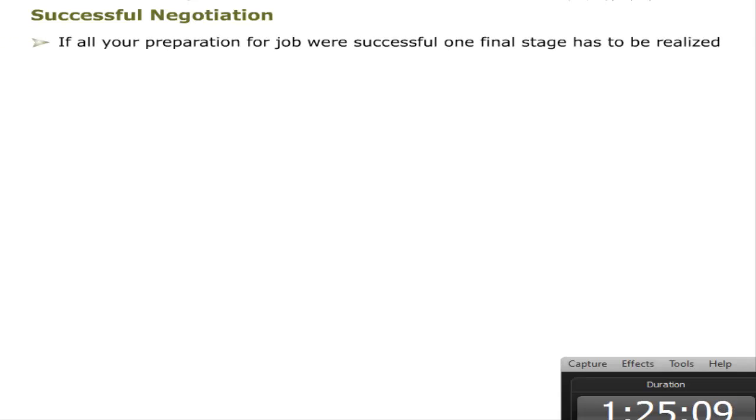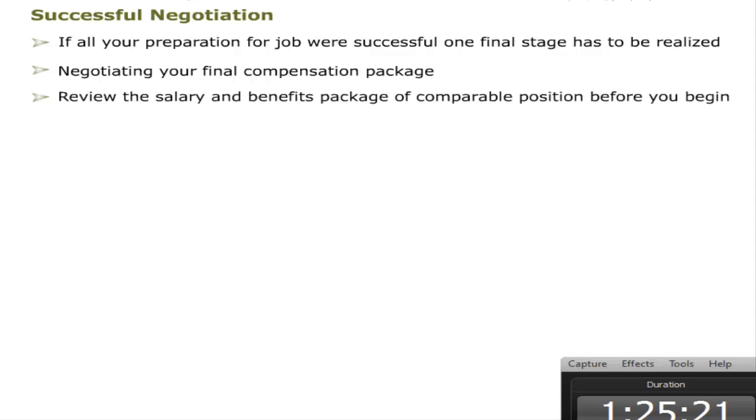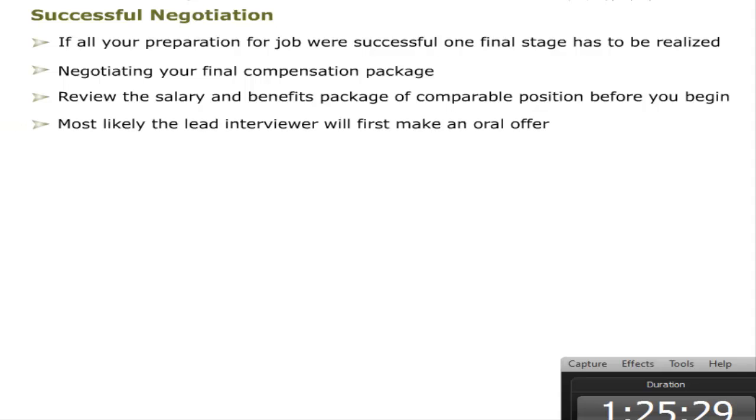If all your preparation for landing a job were successful, one final stage has to be realized: negotiating your final compensation package. Take time to review the salary and benefits package of a comparable position before you begin an interview. Most likely, the individual who was the lead interviewer will first make an oral offer. Remember, this is only the first step.